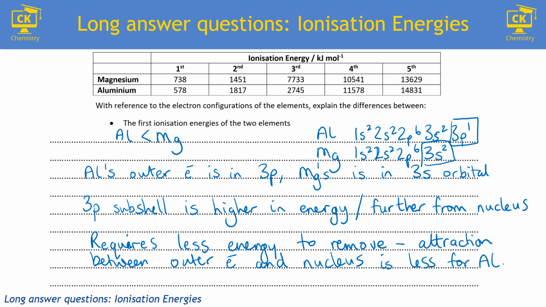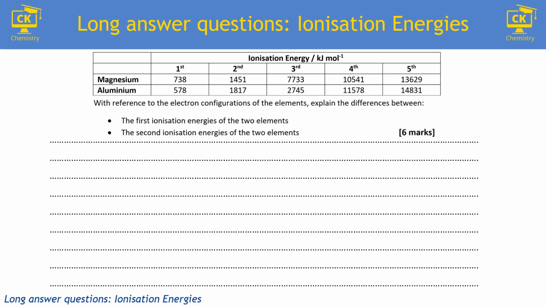Also, when we're talking about attraction, let's use the word attraction, not pull or any other weird word. And let's also say what is being attracted: attraction between the outer electron and the nucleus. Don't get lazy and just say it's less attracted, because that doesn't really mean anything. Okay, that's the first half. We've got 3 marks: for stating the full electron configurations, then talking about the 3p subshell being higher in energy, and then relating it to the lower attraction between the outer electron and the nucleus. Now we have the second part, which is to talk about second ionization energies.